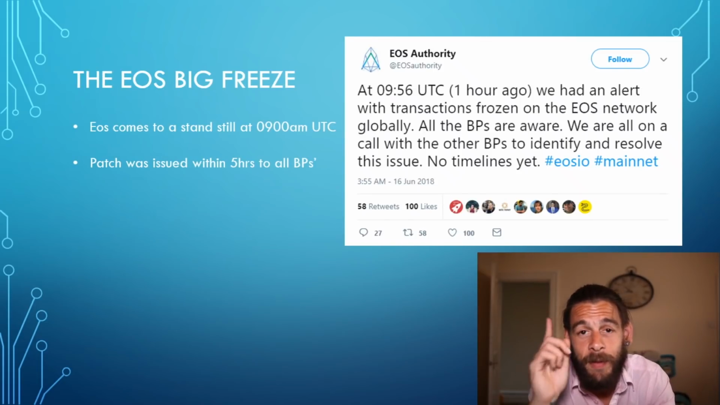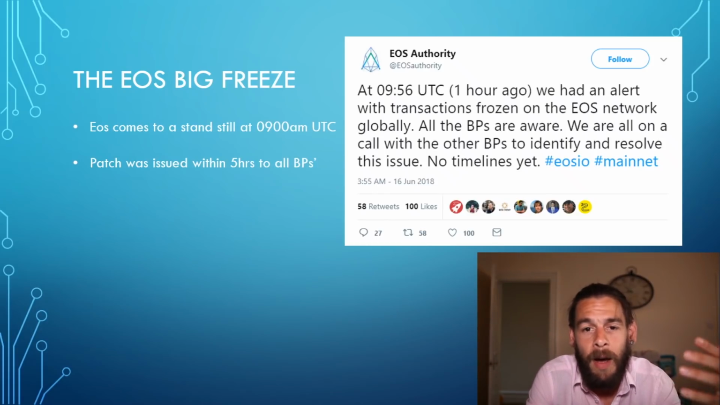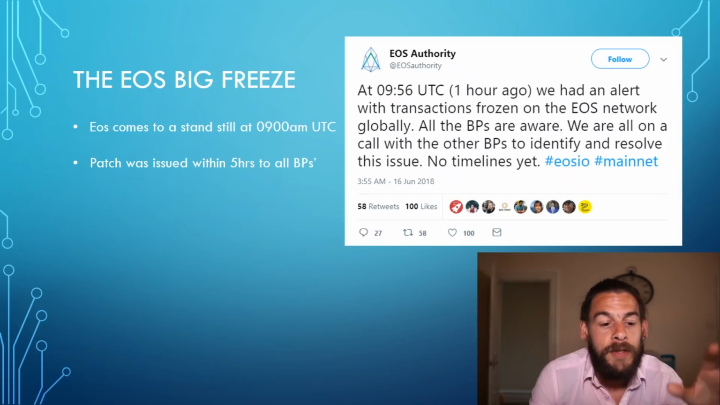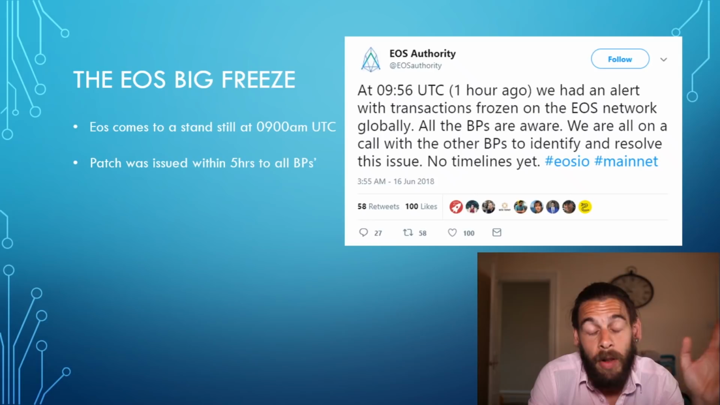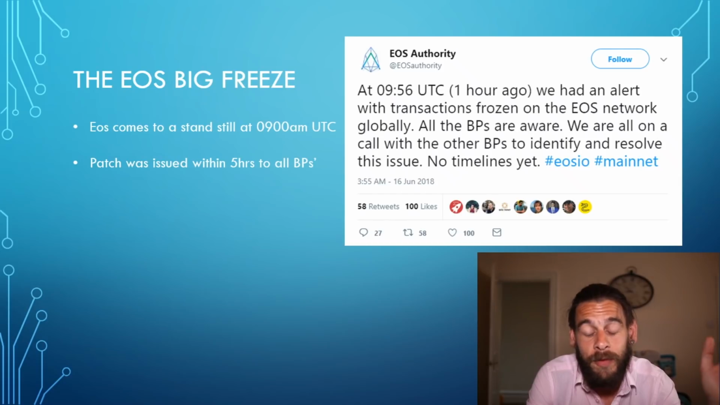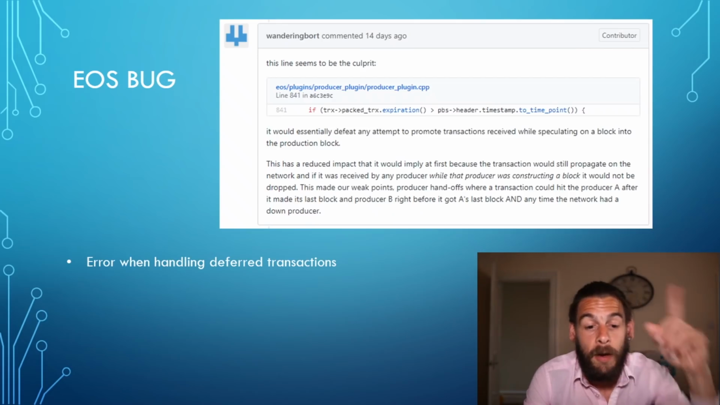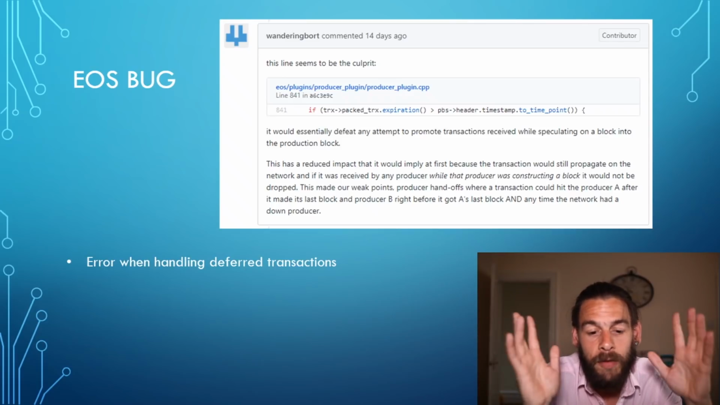Okay, so this tweet from EOS Authority identifies the fact that the network was brought to a halt at approximately 0900 UTC, and all the block producers were aware and they were working on a solution. So the solution was rolled out to block producers by block 1 within 5 hours, and then the network could roll back, reinitiate, and everything was fixed, everything was hunky-dory all over again. So the code, this tiny little line of code, again, is what caused the network to come to a halt.